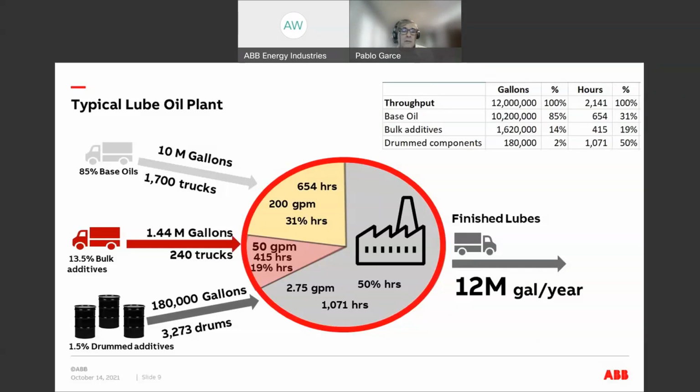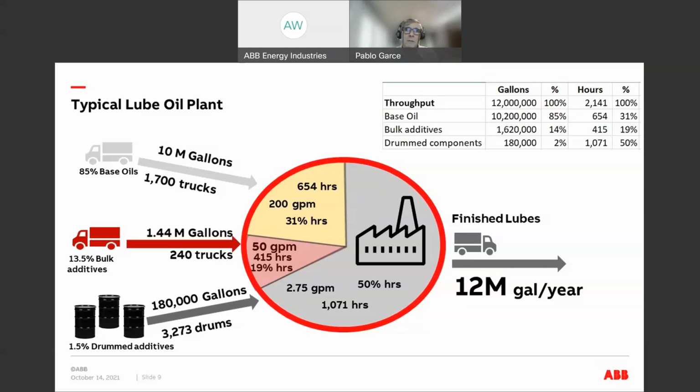And here's the big change: the 180,000 gallons from the 3,000 plus drums that we use a year for the 1.5% drum components take 50% of our time because of the slow pace at which we're able to dose the components. It takes about 1,000 hours, so 50% of the time we're dosing. It's a very slow process.